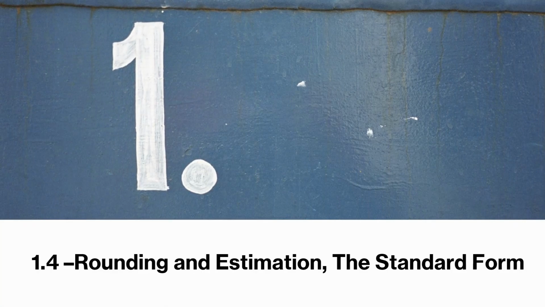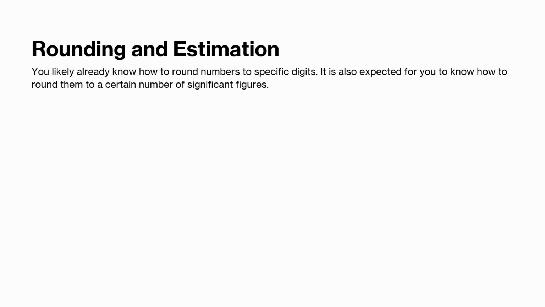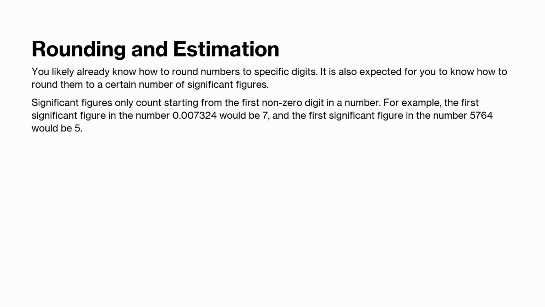Next, we'll be talking about rounding and estimation and the standard form. You likely already know how to round numbers to a specific number of digits, for example the nearest unit, 100, 1000. It is also expected for you to know how to round them to a certain number of significant figures. Significant figures only count starting from the first non-zero digit in a number. For example, the first significant figure in the number 0.0073 would be 7. The leading zeros do not count.